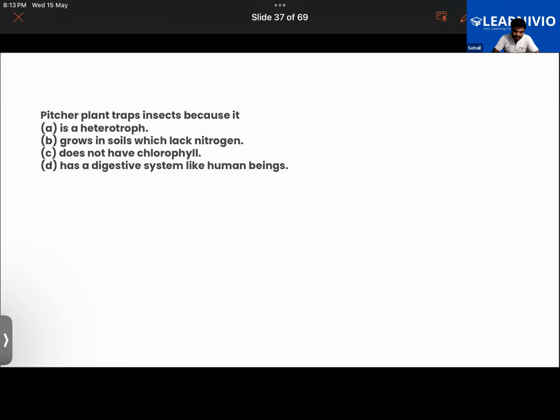Guys, answer this question. Send it in the chat box. Okay, in the class only, guys. Pitcher plant traps insects because it A. Is it A? Not A. That is not the most appropriate answer. Look at the other options also. Okay, I've got my answer. Now what about the others also?